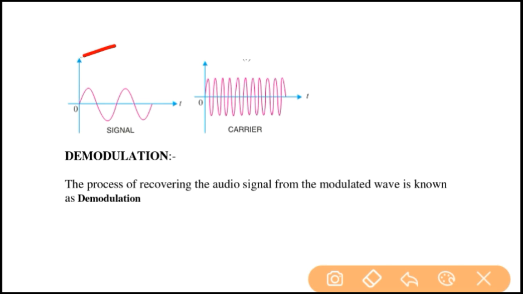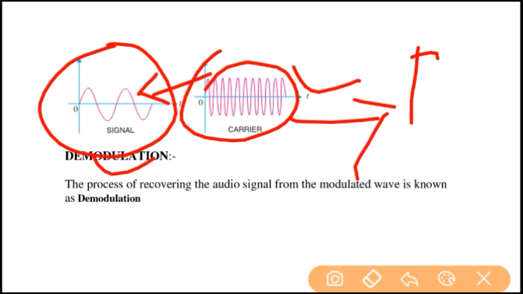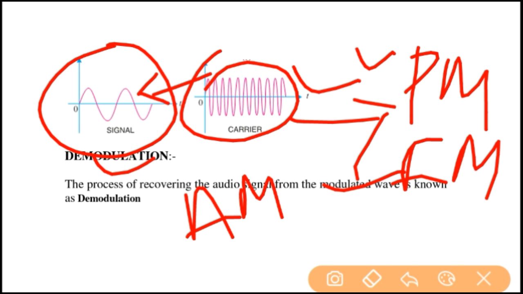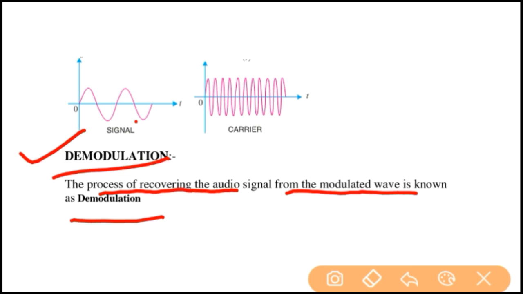Now let us see, we have a signal and we have a carrier. The carrier signal is superimposed over the signal to get a modulated signal such as AM, FM or PM. AM is amplitude modulation, FM is frequency modulation and PM is phase modulation. Now let us see what demodulation is. The process of recovering the audio signal from the modulated wave is known as demodulation.